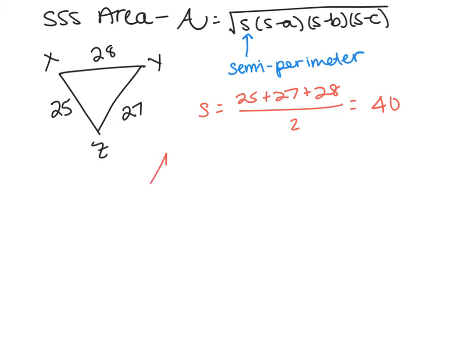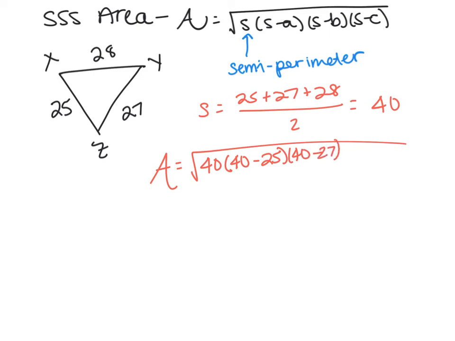So now for our area formula, it's just a big square root. We do 40, and then do the semi-perimeter minus one of the sides, the semi-perimeter minus another side, the semi-perimeter minus the third side. Type that all in your calculator, and you have your answer. So just make sure you're careful with parentheses if you're typing it all in at once. And for this one, you should be getting 305.94 for your area.